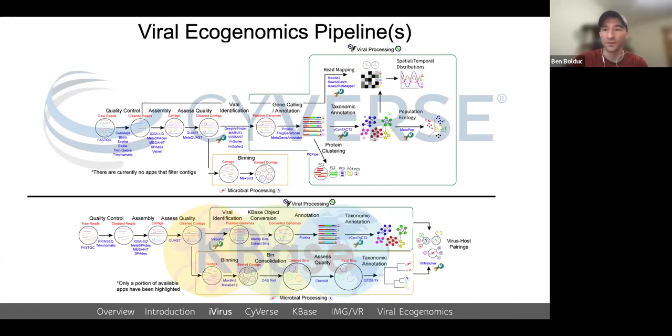So definitely look through these protocols and follow along to see which infrastructure you want to use. Do you want to use iVirus? Do you want to use KBase? Do you just want to use your HPC? Before investing all of your eggs into one of these baskets.